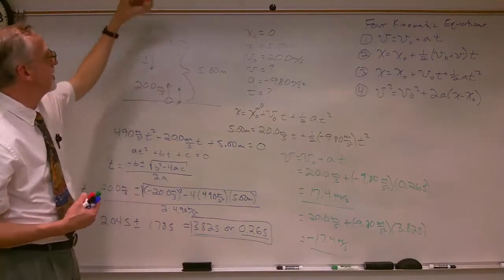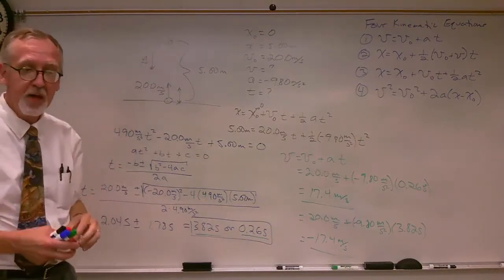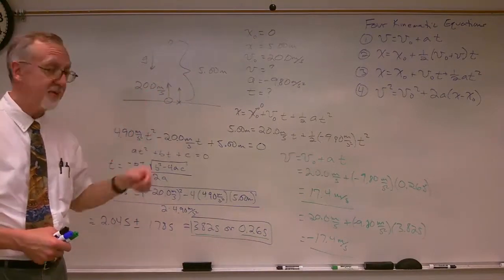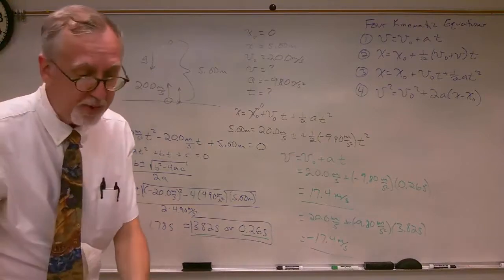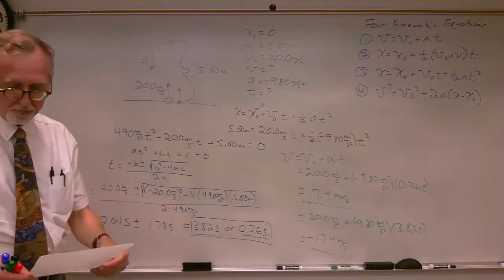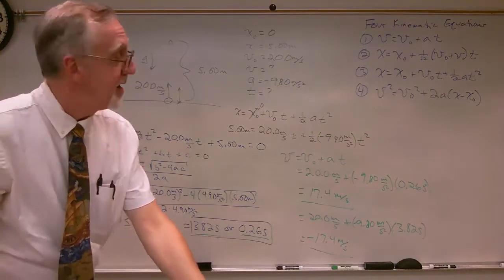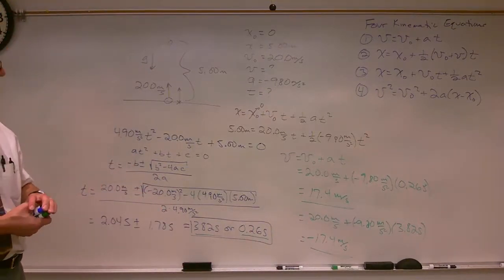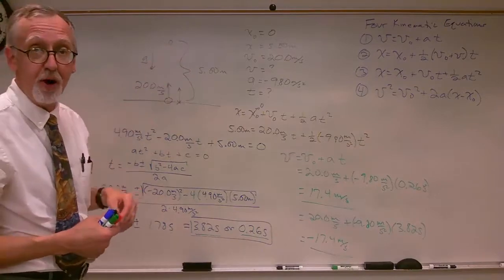So the motion is completely symmetric up and down, giving rise to the same speed, opposite velocities, opposite signs, but the same speed as it passes that point. A very, very interesting result. Now, one last part, let's just look at one more part of this question. Let's figure out how high the ball actually goes.